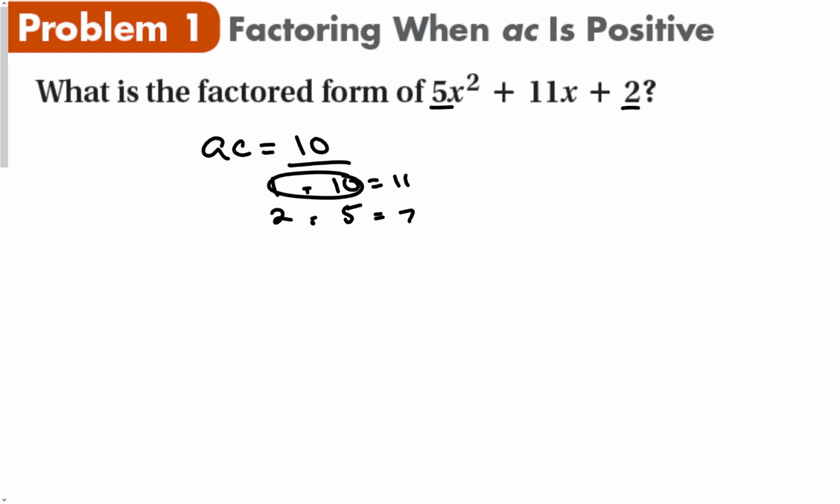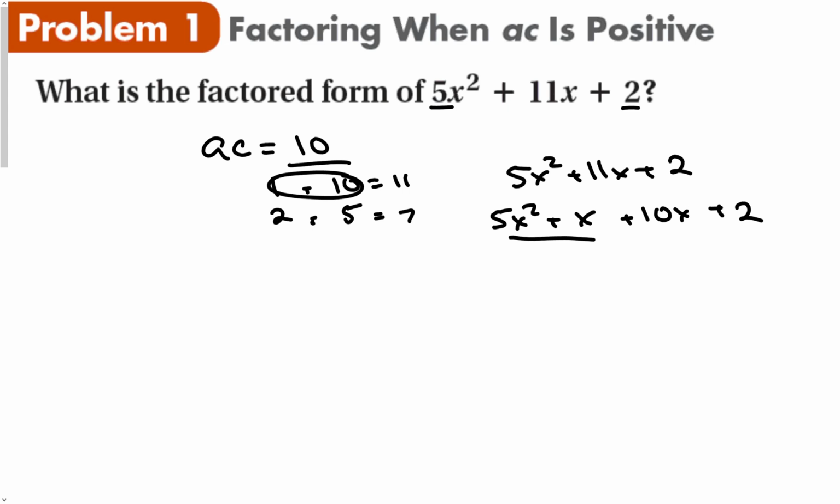With that information, I take my trinomial, 5x squared plus 11x plus 2, and I split the middle term. So I change it to 5x squared plus 1x plus 10x plus 2. It doesn't matter what order you do them in, you're going to get the same answer each time. Now to factor by grouping, I look at my first two terms and ask, what do they have in common? They both have an x in common, and that's it. So I factor out the x, and I'm left with 5x plus 1, if I divide both terms by x.